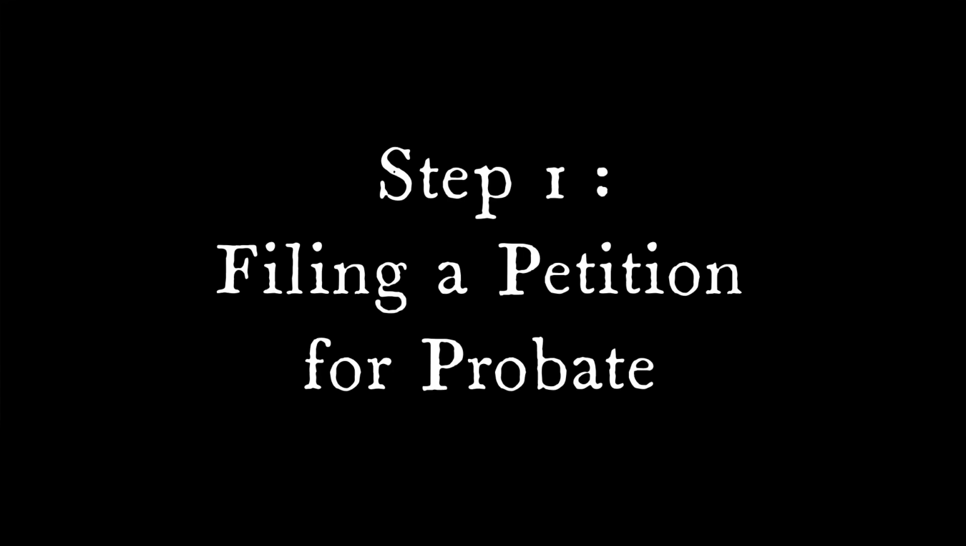Okay, so let's get started with step number 1, filing a petition for probate. The first step in the probate process is filing a petition for probate with the court. This petition typically includes information about the deceased individual, their assets, and the names of any heirs and beneficiaries. This is the first step in getting the ball rolling on the distribution of the estate's assets.